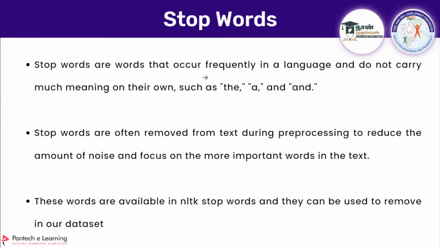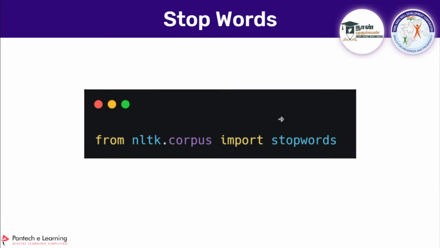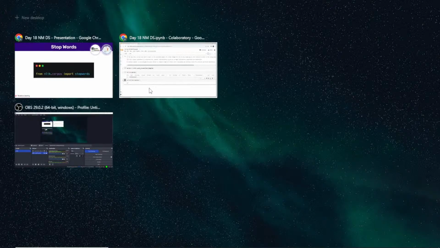Okay, so stop words are words that occur frequently in a language and do not carry much meaning on their own. So this stop words is a package where they have them stored. With this you can compare, and if your sentence has these words, you can remove them alone so that you can separately get important words. Stop words are often removed from text during pre-processing to reduce the amount of noise and focus on more important words in the text. So these words are available in NLTK stop words, and they can be used to remove from our data set. So how to load this? From nltk.corpus import stopwords. I hope we can go and try with stop words, right?